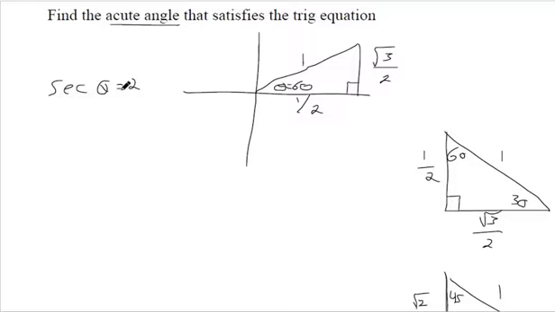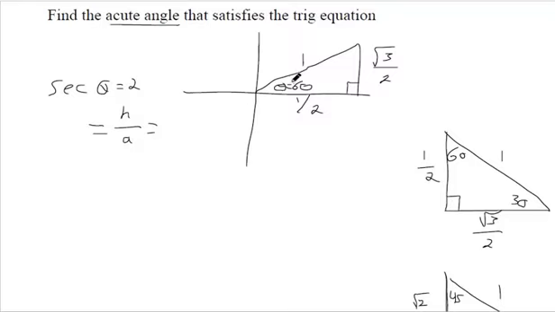Secant is the reciprocal of cosine. So secant is the hypotenuse divided by the adjacent. I did get it right on accident. I was trying to get it wrong at the beginning. But secant is always whatever the hypotenuse is of your triangle divided by the adjacent side of theta.